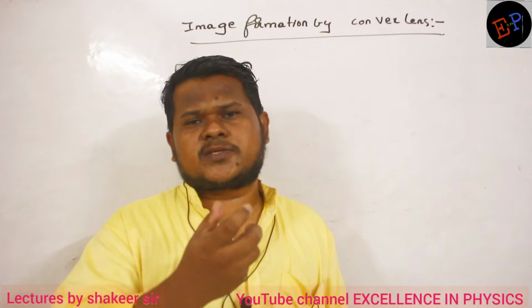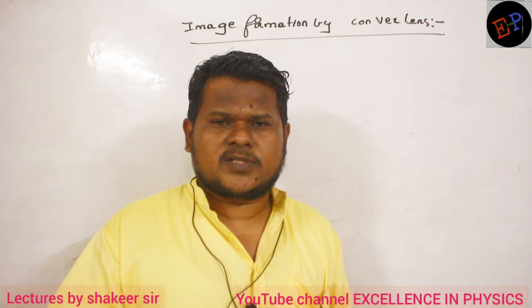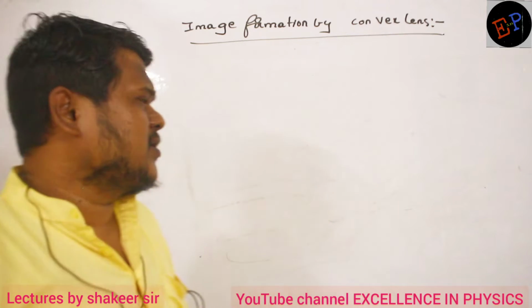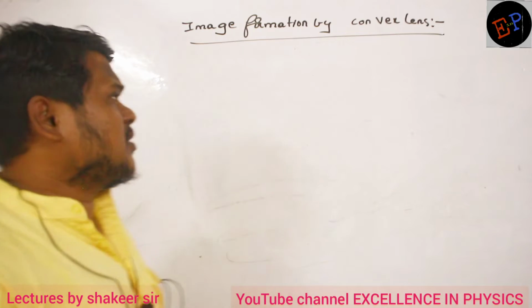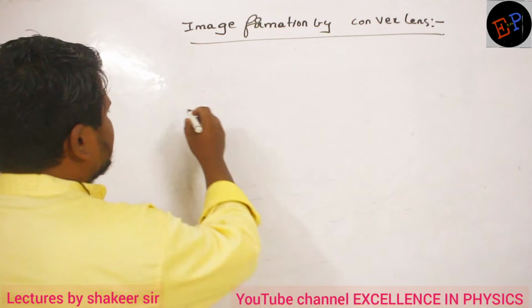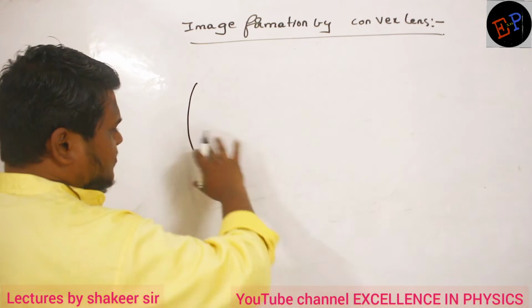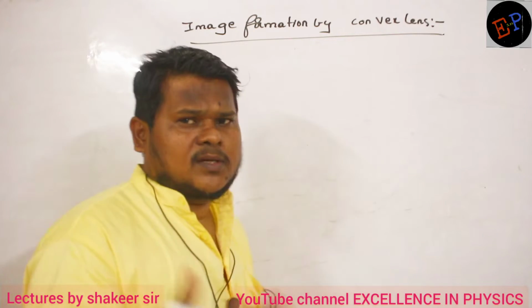the position of the image for a particular position of the object. So, here also we will use the same shortcut rays. What were the shortcut rays we used previously in the case of mirrors? Now, we are modifying them in the case of lenses.